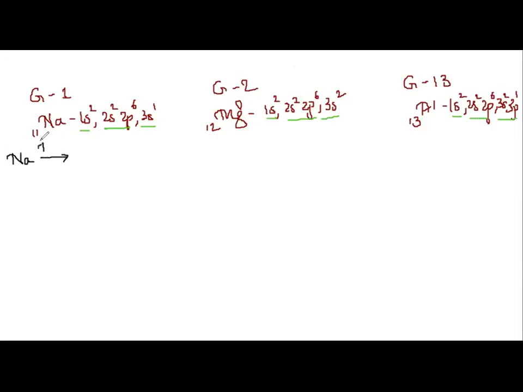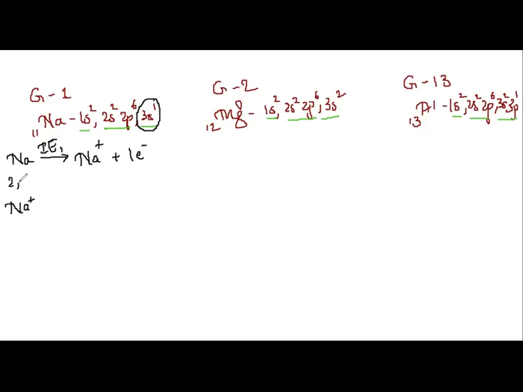If I supply first ionization energy, what does that mean? I am going to remove the first electron from the outermost shell. So this electron gets lost, and it forms Na plus, as one electron is lost. So it forms a unipositive ion. Now, when it forms a unipositive ion, look at the configuration.